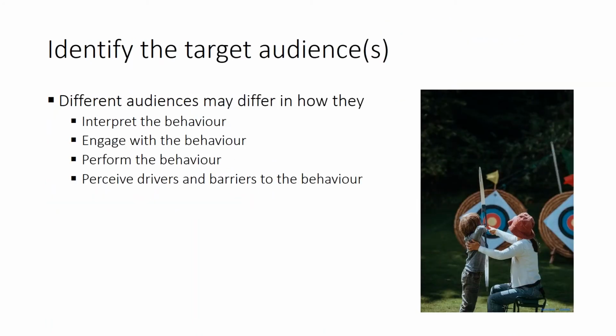In terms of target audience, different people will interpret and engage with a behaviour in different ways. They will also perform the behaviour in different ways, and they'll have different drivers and barriers. For example, with the environmental volunteering example we've been looking at, if we want to get more retirees involved, they may interpret and engage with that behaviour differently to, say, young unemployed males or mums with young families. If we wanted to get more mums involved in environmental volunteering, we would need to look at the specific drivers and barriers for that target audience in order to tailor the intervention.